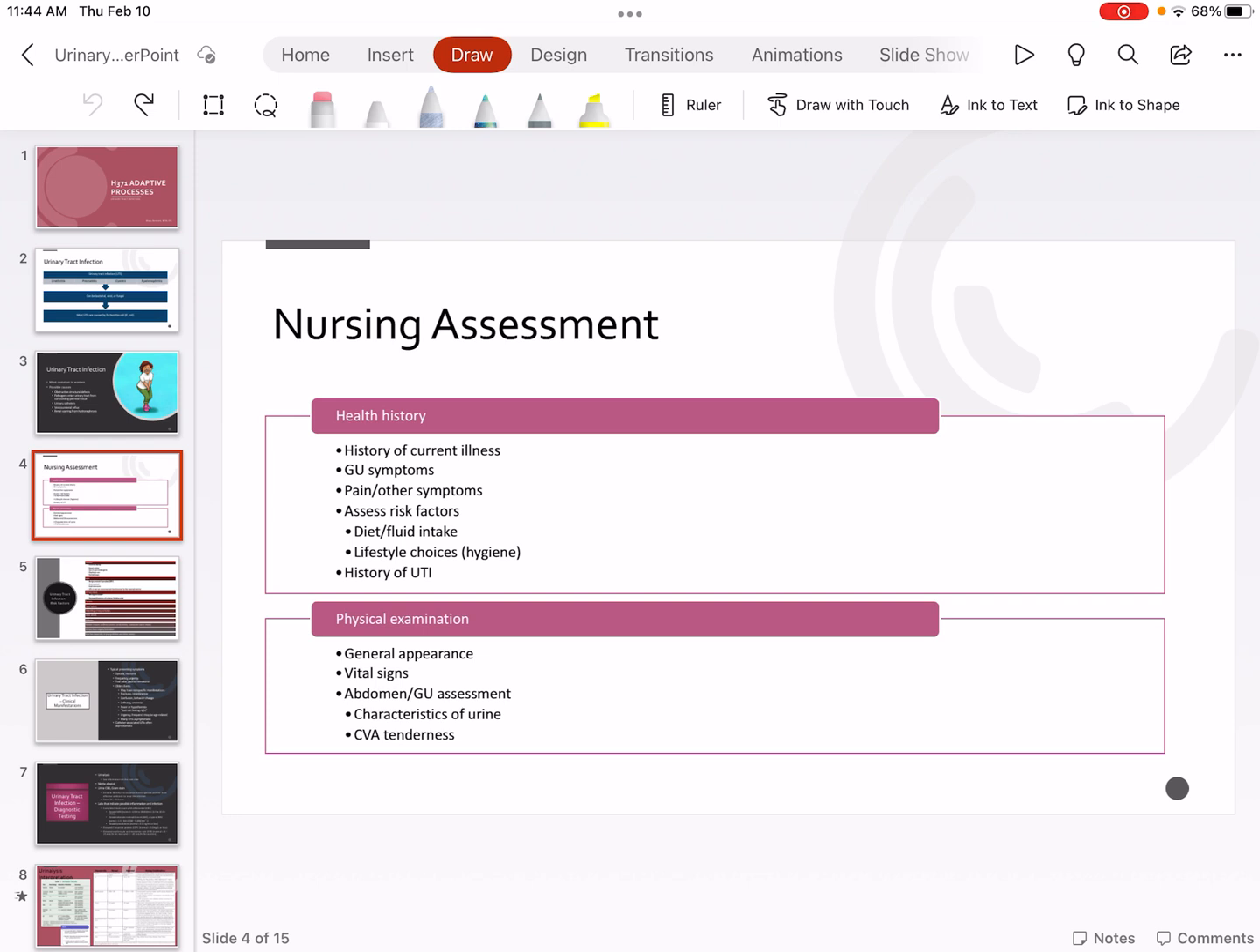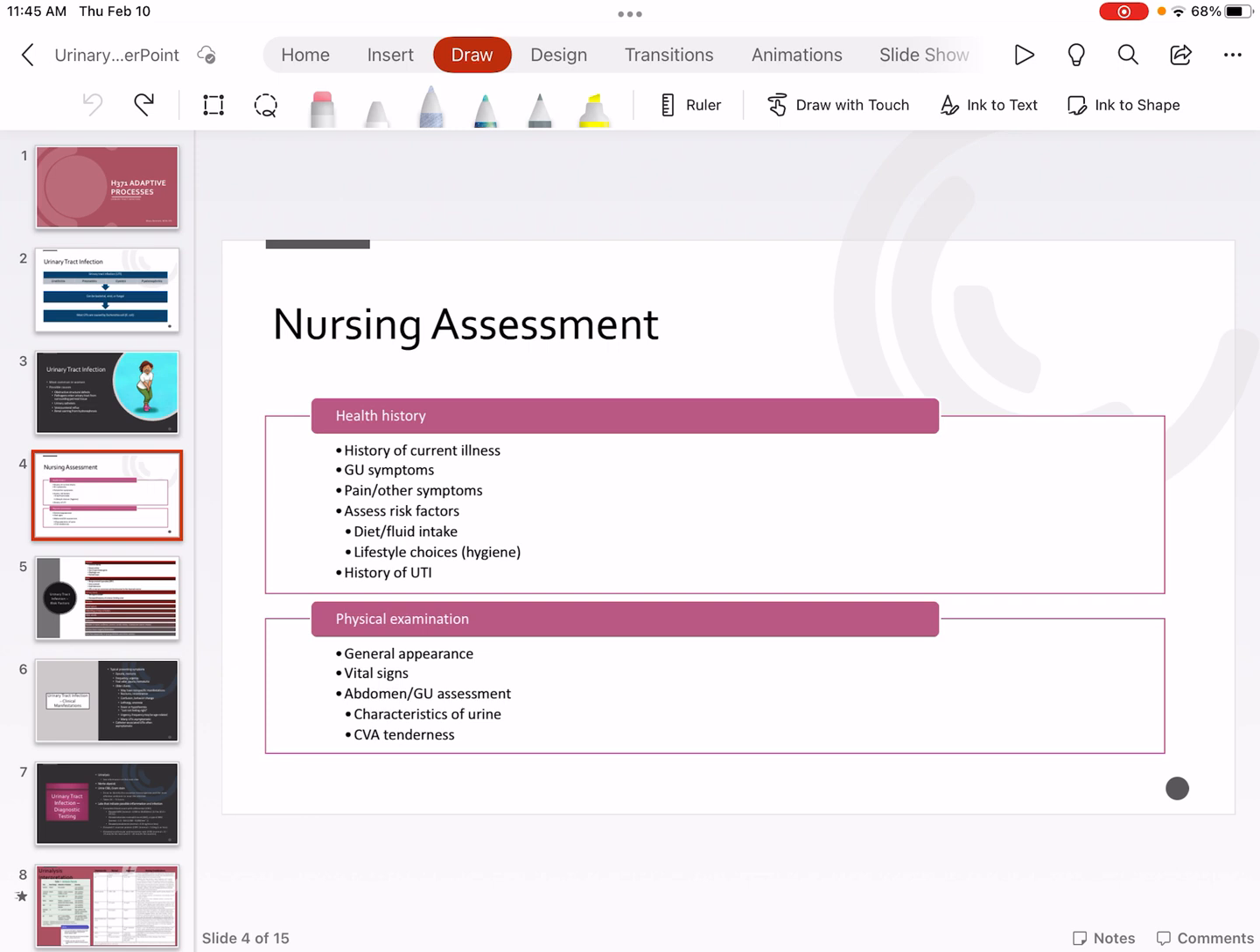You're going to assess for risk factors. So diet and fluid intake is another risk factor. We haven't talked about the risk factors yet, but we'll get to those in a moment. And then lifestyle choices. So proper hygiene would be an important discussion, because if they don't have it, that increases their risk of UTI. And then if they've had a previous UTI, because they would be more at risk if they have had UTIs in the past.